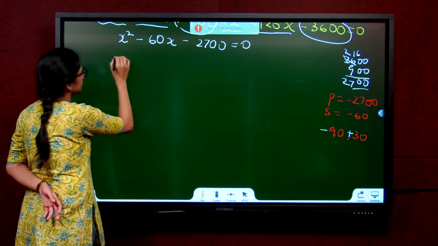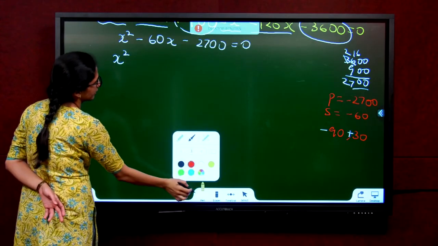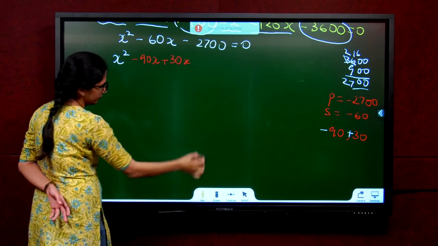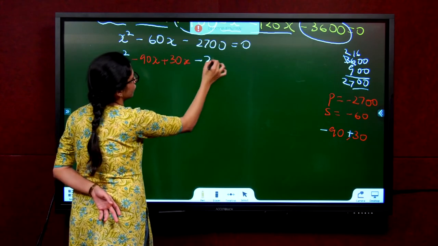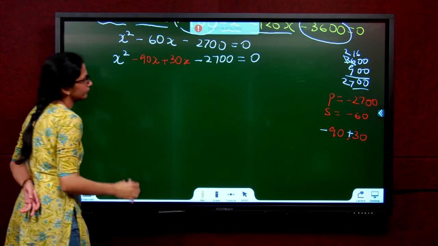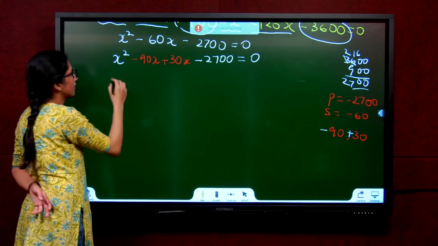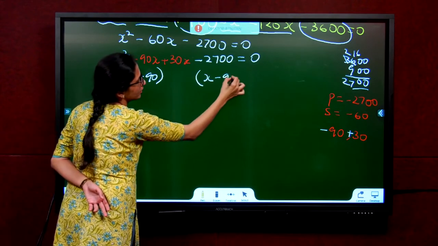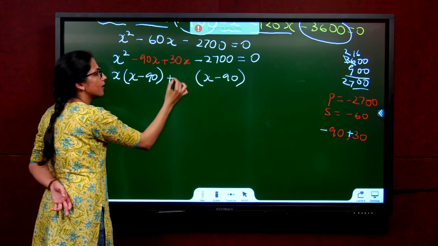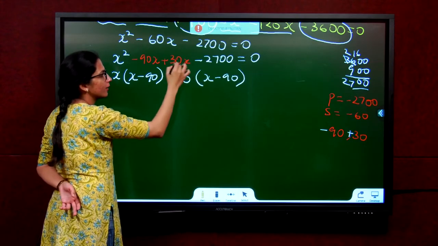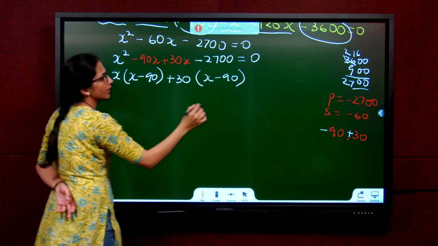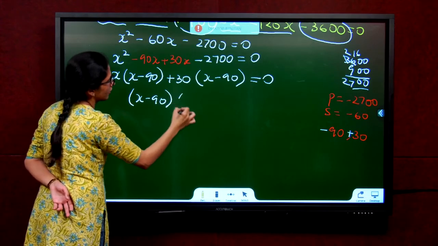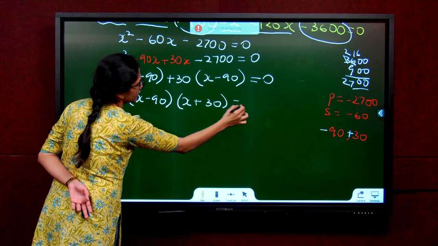Condition satisfied. Therefore, x², splitting the middle term as −90x + 30x − 2700 = 0. From the first two terms, take whatever you can common. x is common, x − 90 is left. x − 90 has to come here also. What will be the filler number? Plus 30. Verify it: 30 into x is 30x, 30 into −90 is −2700. Take x − 90 common. You are left with x + 30 = 0.